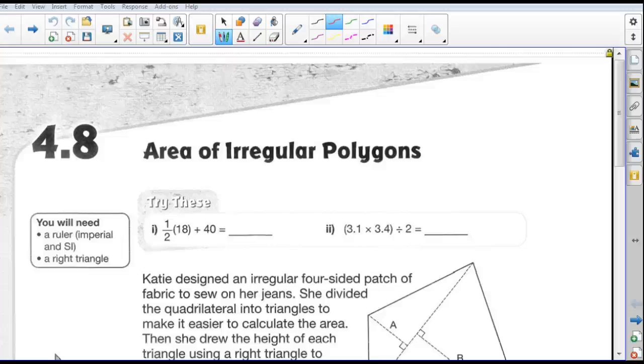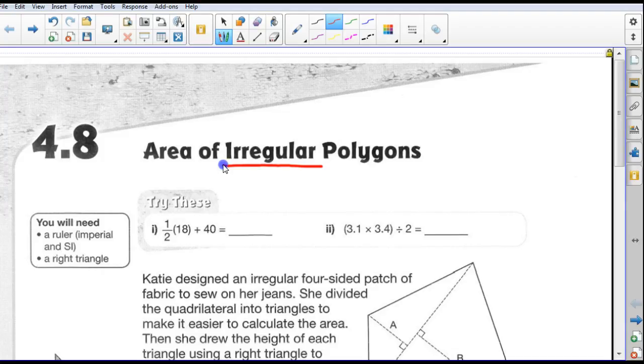Okay, this is 4.8, calculate the area of irregular polygons. Now notice that we've got the word irregular here. We're still talking about polygons, but instead of regular, where all sides are the same, irregular implies that the length of the sides of the polygon are not the same.